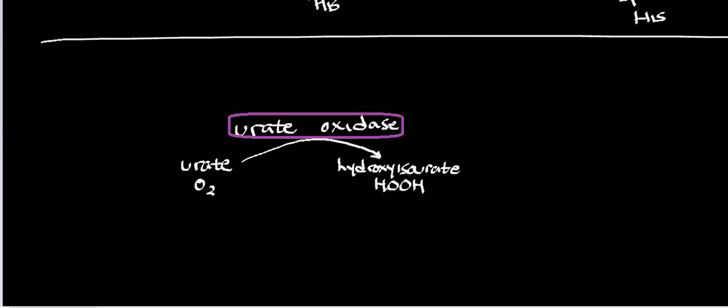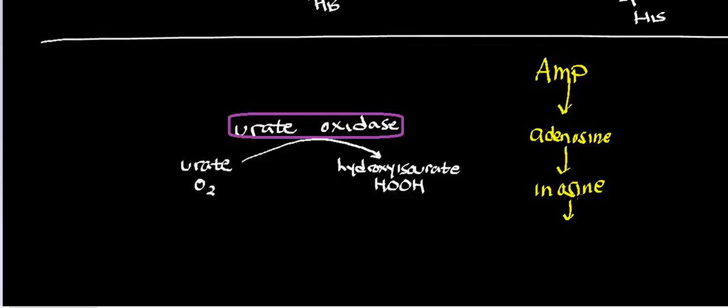So, we started off with the adenine component of purine catabolism, and basically what we started off with is this molecule, which was adenosine monophosphate. And then we used a phosphatase to cleave off the 5' phosphate, and we got adenosine. Then we used adenosine deaminase, and that got us to inosine. And then we used an enzyme called purine nucleoside phosphorylase, and that got us to hypoxanthine.